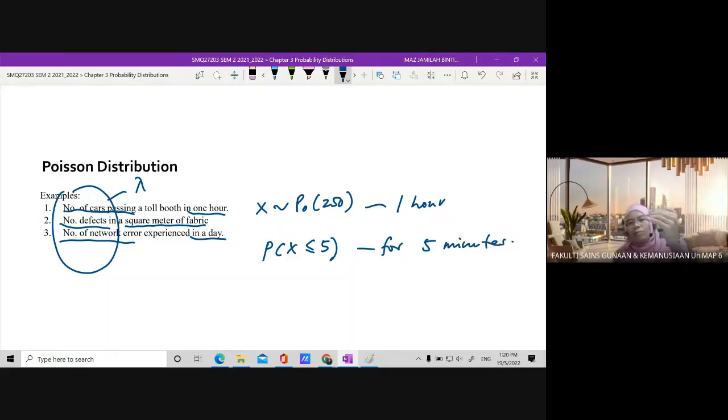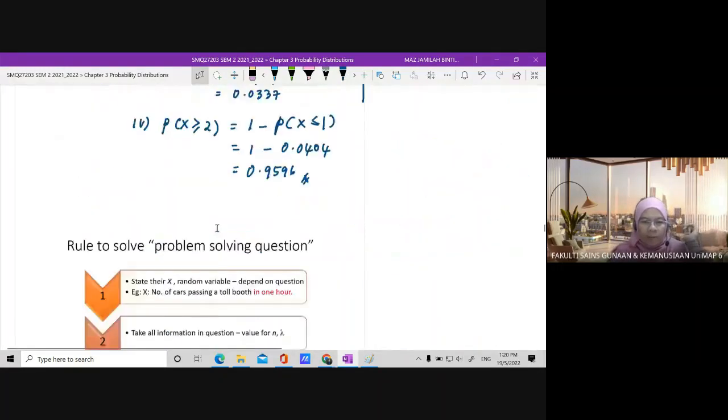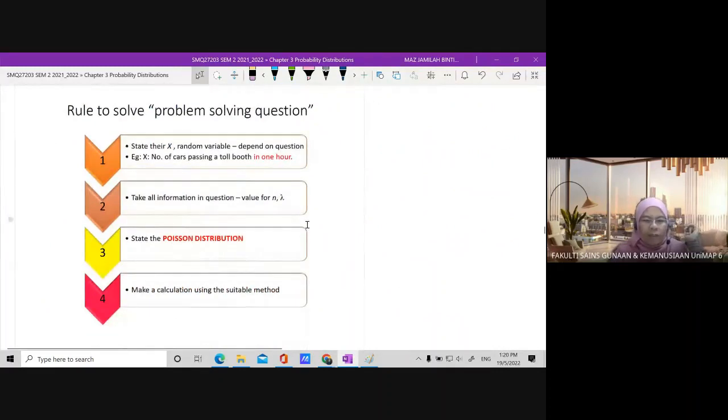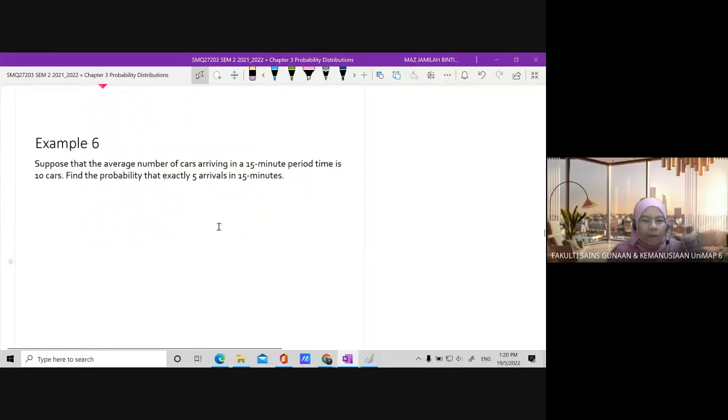So this is how Poisson can be a bit complicated, where you need to transform your mean for 1 hour to 5 minutes. Let us look at a few examples. The process of solving is almost the same as what you have in your Poisson distribution. Suppose that the average number of cars arriving in a 15-minute period is 10 cars. Find the probability of exactly 5 arrivals in 15 minutes.